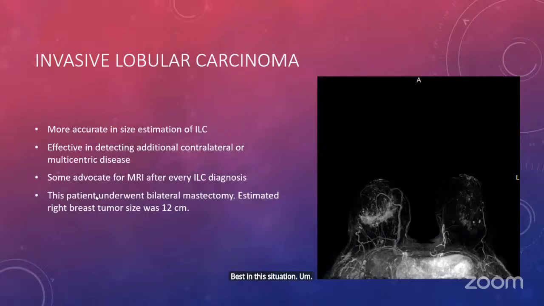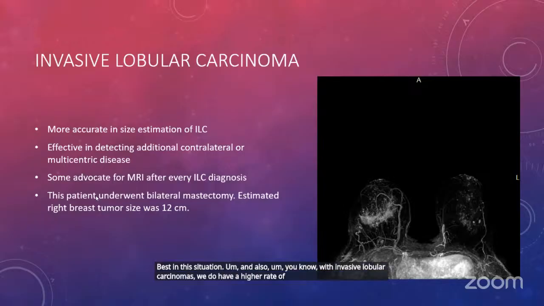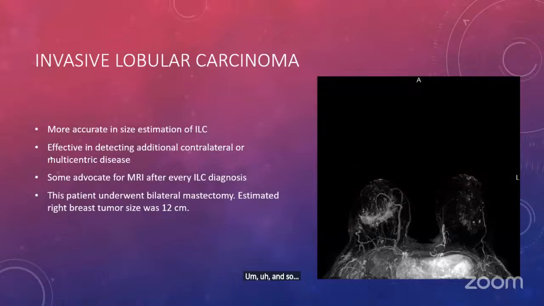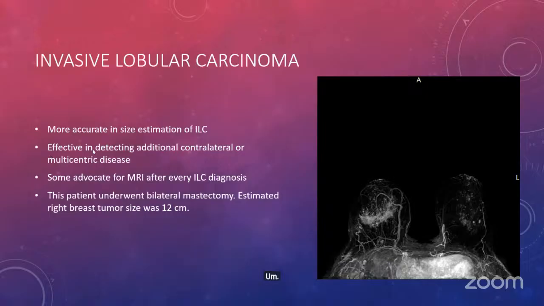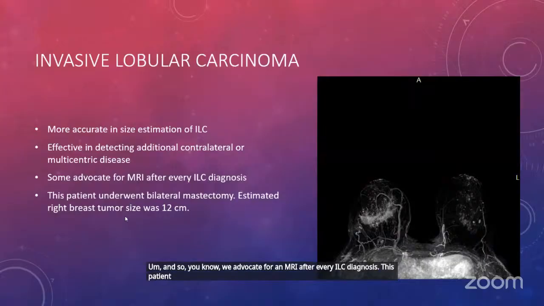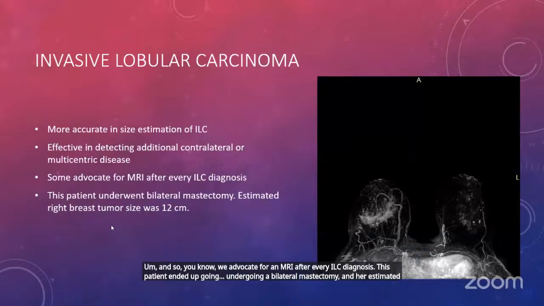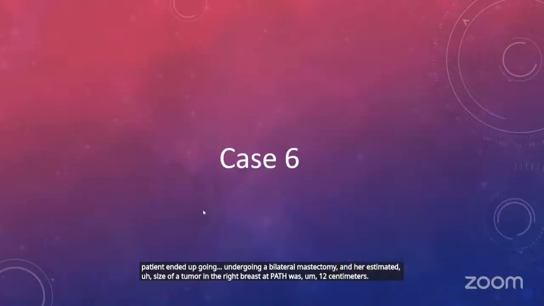And also, with invasive lobular carcinomas, we do have a higher rate of finding a contralateral malignancy or a multicentric malignancy. That's why we recommend MRI, to find these additional sites of disease we weren't suspecting, like in this patient. And so, we advocate for an MRI after every ILC diagnosis. This patient ended up undergoing a bilateral mastectomy, and her estimated size of the tumor in the right breast at path was 12 centimeters.